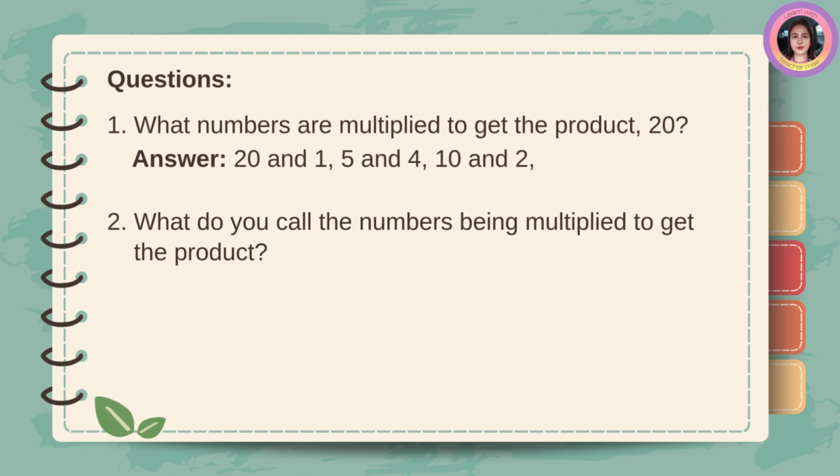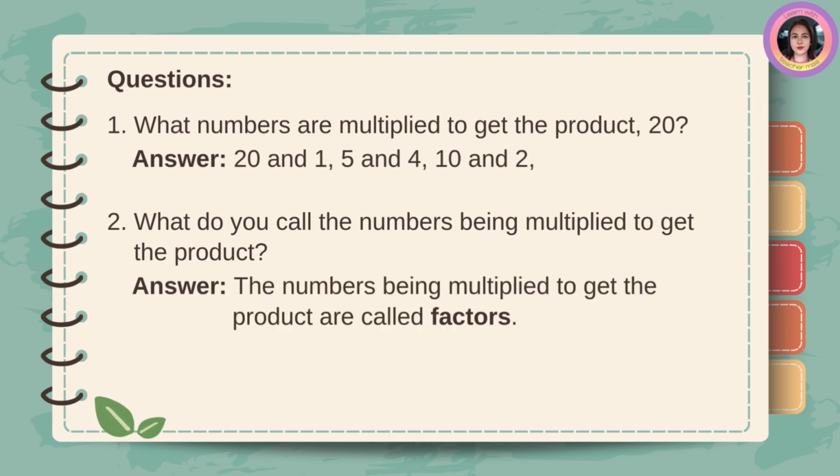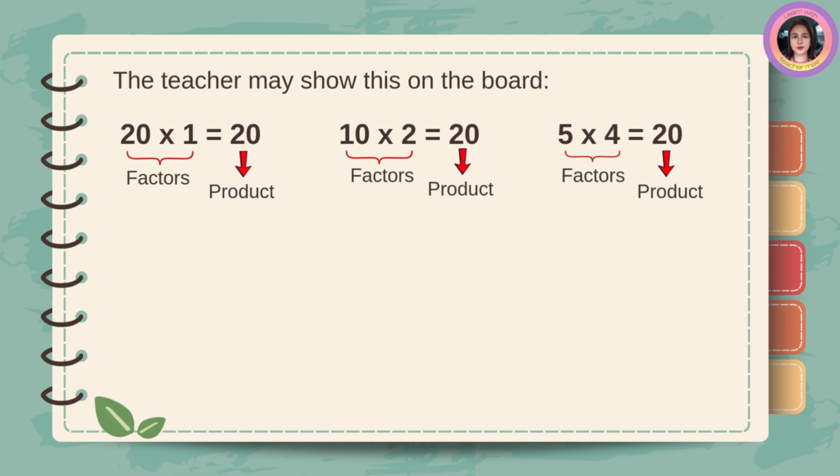What do you call the numbers being multiplied to get the product? The numbers being multiplied to get the product are called factors. Look at these examples. 20 times 1 is equal to 20. 20 and 1 are the factors. 20 is the product. 10 times 2 is equal to 20. 10 and 2 are the factors, and the answer 20 is the product.